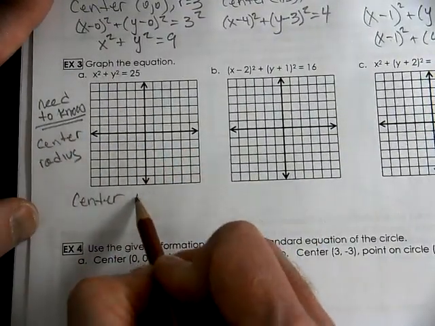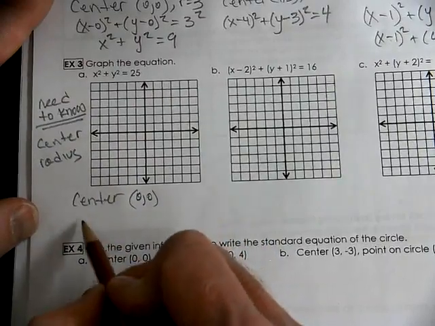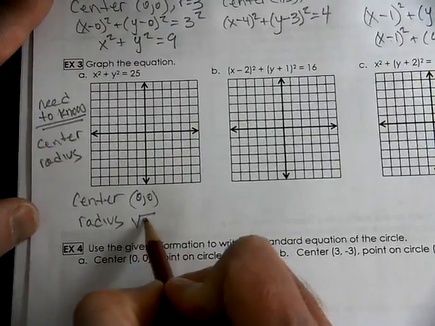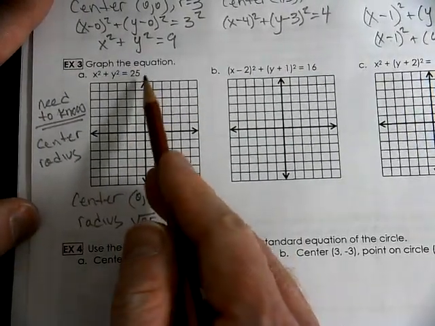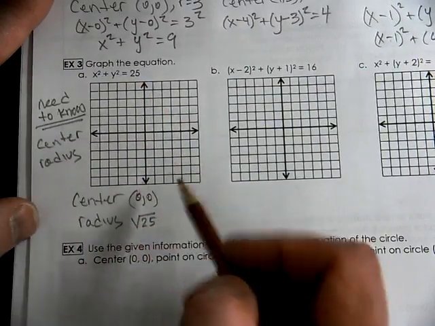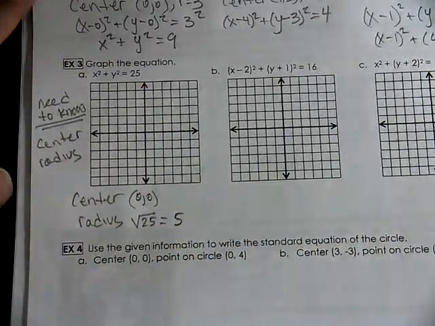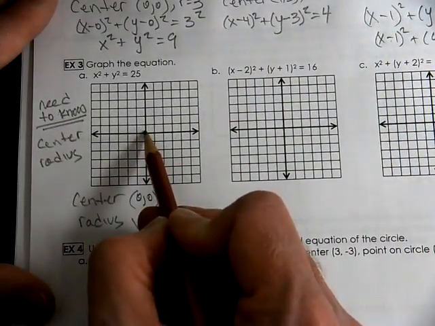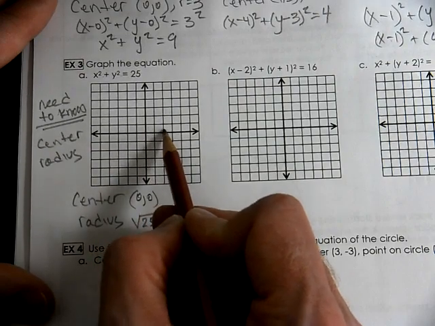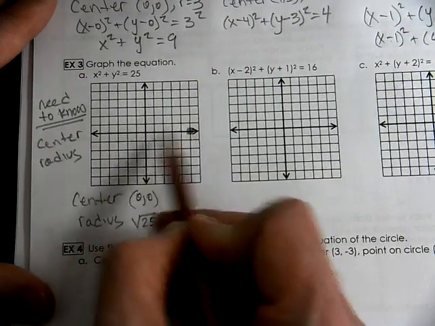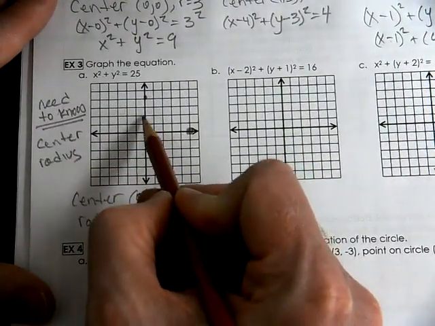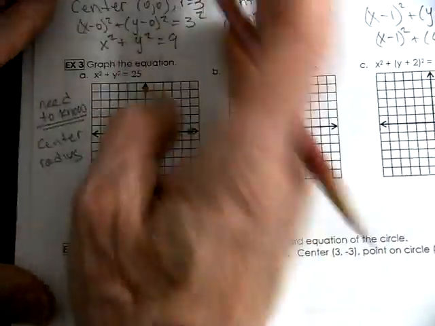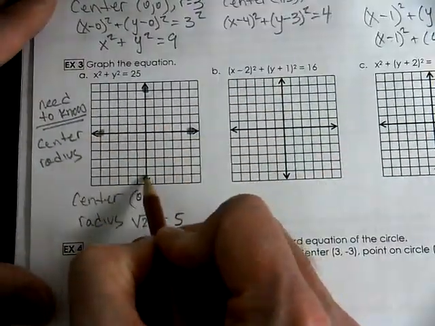The center is going to be 0, 0. And the radius is going to be the square root of 25. Square root, because our original equation is r squared. So the radius is 5. So we're at our center, and we move 5 to the right, 5 up, 1, 2, 3, 4, 5. 5 to the left, 5 down.